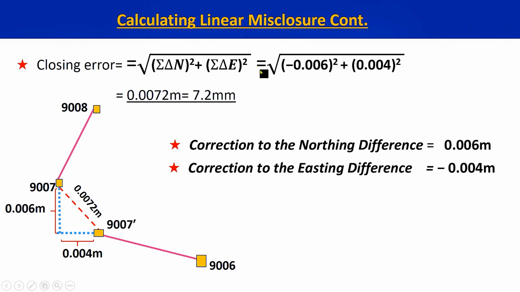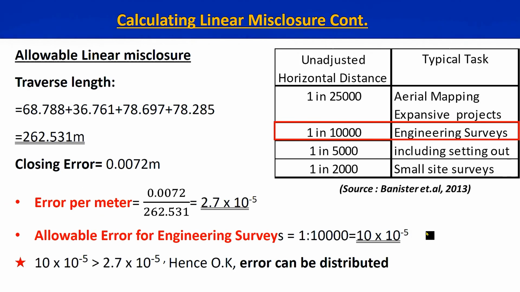Using the Pythagoras theorem, we can find the linear misclosure by adding the squared values of delta n and delta e, the errors obtained in the northern and eastern directions. Accordingly, there is an error of 7.2 millimeters. The error in the northern difference is minus 0.006 meters. Since the error is negative, the correction has to be positive.